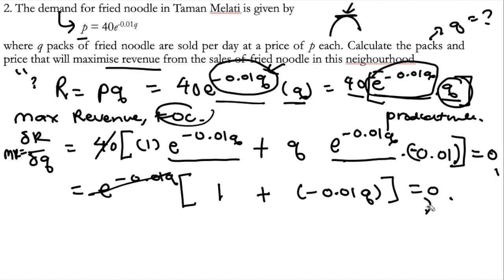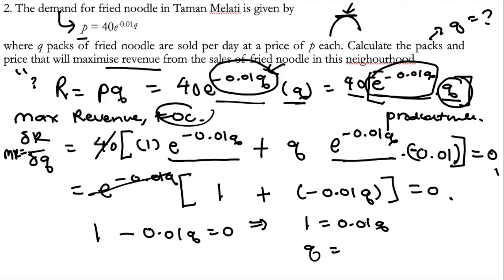I delete this so that you are not confused. Then I'm left with 1 minus 0.01Q equal to 0. From here, I can have 1 equal to 0.01Q. Q is equivalent to what? Then you can cross multiply. Actually, 0.01Q is equivalent to Q over 100, isn't it? So you can cross multiply: 1 times 100 equal to 100. So the quantity here is 100.